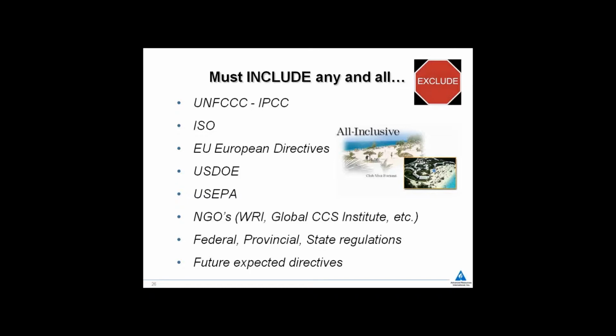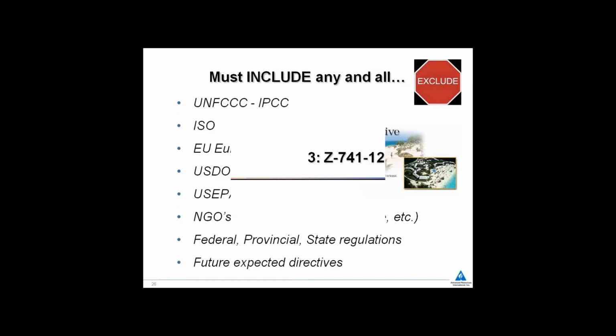One thing they must not do is be exclusive. Regulations cannot exclude certain jurisdictions. So in the case of looking at a CCS standard, it has to include the United Nations, IPCC, ISO, European Union directives, and those issues that come out of the United States Department of Energy and EPA. It has to include the concerns of the NGOs, GCCSI, World Resources Institute, and it has to deal with existing federal, provincial, and state regulations. And one of my favorites is future expected directives. It's very difficult to look into that crystal ball and know what's going to happen a week, a month, a year, a decade from now, but standards do the best to do that. But one of the reasons, as I mentioned before, that separate them from laws is that they're revisable. They're dynamic documents that are still alive and can come back and be revisited as new directives come forward.